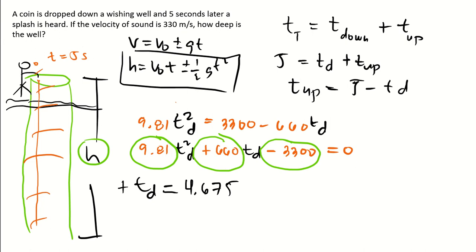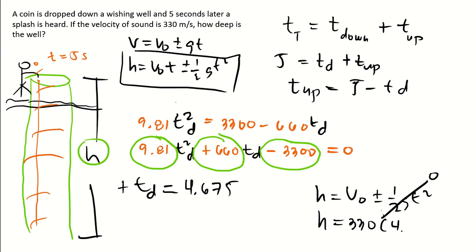4.675 TD. Okay? So, babalik tayo sa formula kanina. H is equivalent to V naught plus minus 1 half GT squared. So, pwede ba natin gamitin, sir, yung pang-compute ng height kapag yung sound? O naman. Again, di apektado ng gravity ang sound. So, height is equivalent to V naught, which is 330 multiplied by 4.675. Okay?